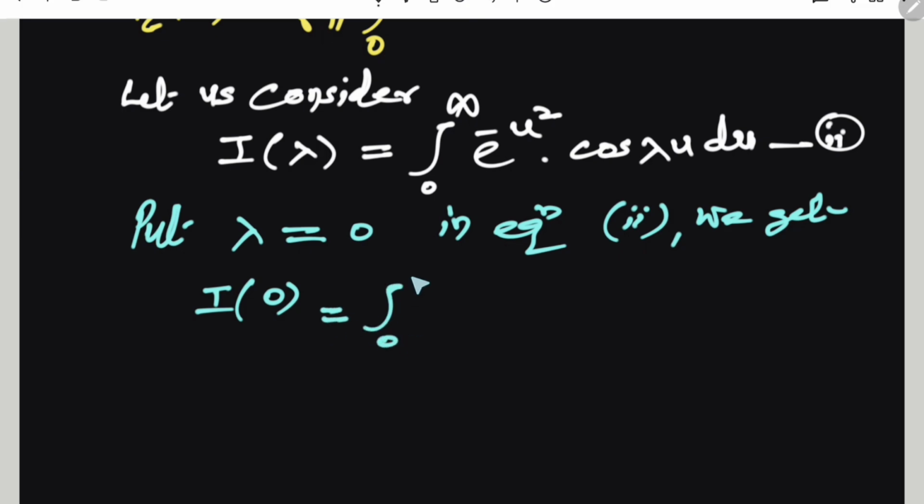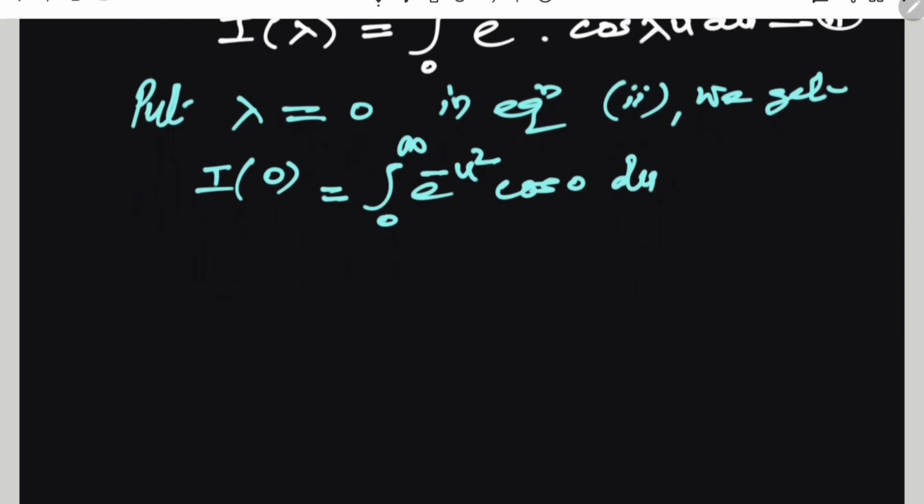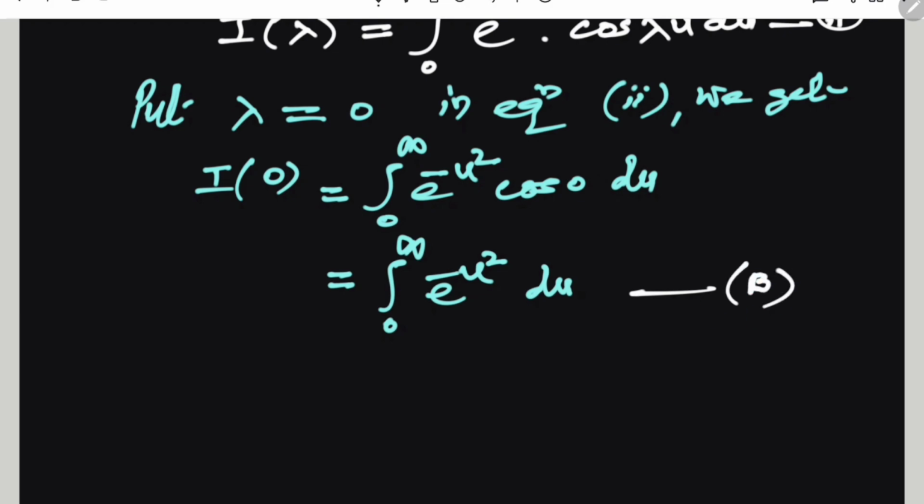Therefore, the left hand side becomes I of 0 is equal to integration from 0 to infinity e raised to minus u square and cos 0, and its integration with respect to u. But the value of cos 0 is 1, and therefore that integral becomes integration from 0 to infinity of e raised to minus u square with respect to u. To evaluate this, we call this one as b, suppose. We have to substitute u square as some new variable t.